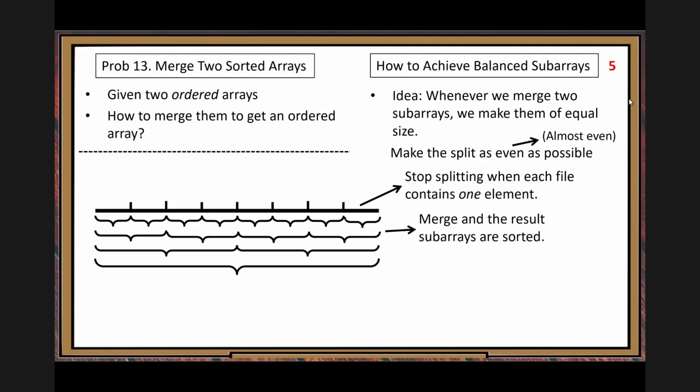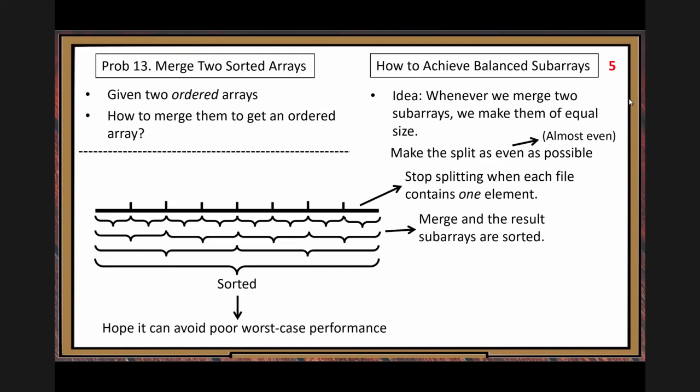So now, the only missing piece is the basic merge step, right? That's the only missing piece. After we finish that key piece, we complete the whole merge sort.